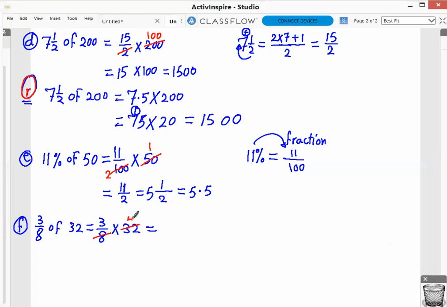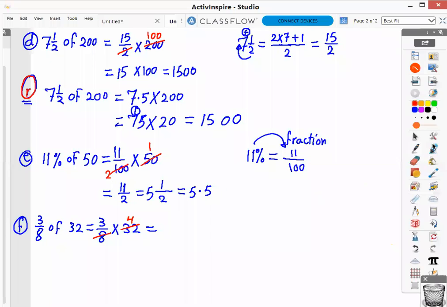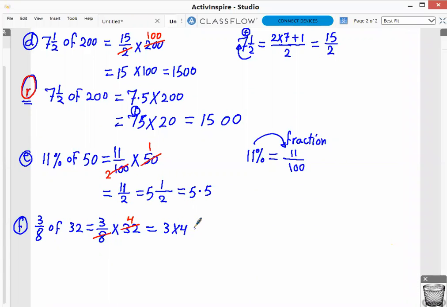Very good. Then our answer will be 3 multiplied by 4. It will be 12. Easy? Yes. Thank you so much. See you for the next lesson.